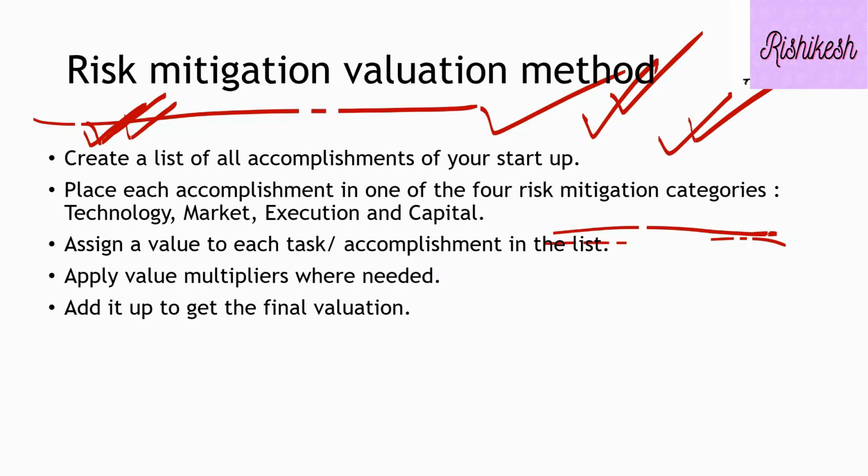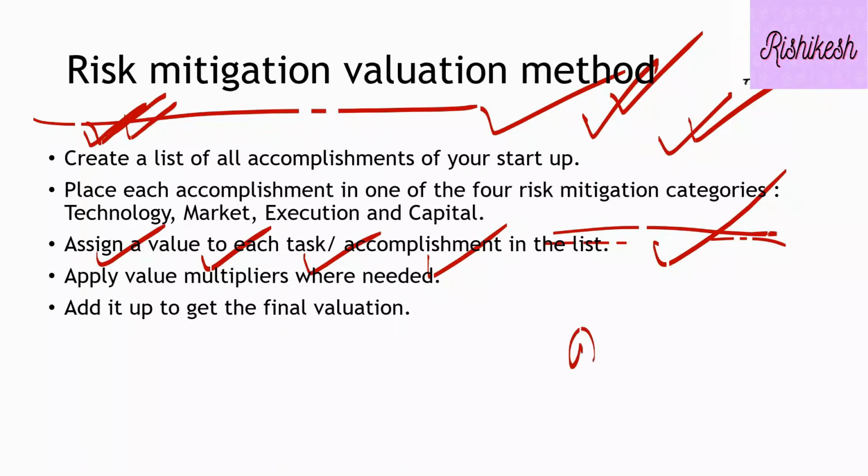And we already know that as the risk decreases, your pre-money valuation shoots up, right? Because you become more trustworthy in the eyes of your investors. So this is the basic premise which this particular method uses. Create a list of all the accomplishments and then divide those accomplishments into 4 risk mitigation categories, and these categories include technology, market, execution, and capital. So technology, market, execution, and capital are the 4 categories in which you should list down all your accomplishments.